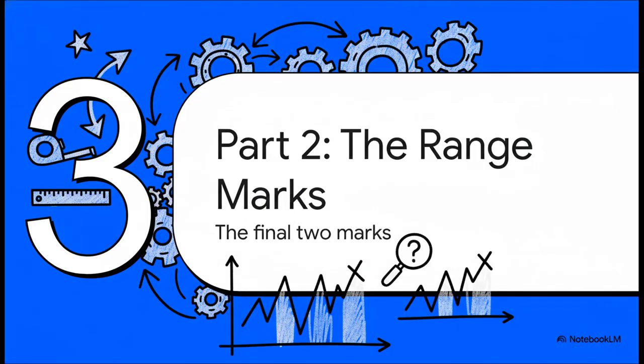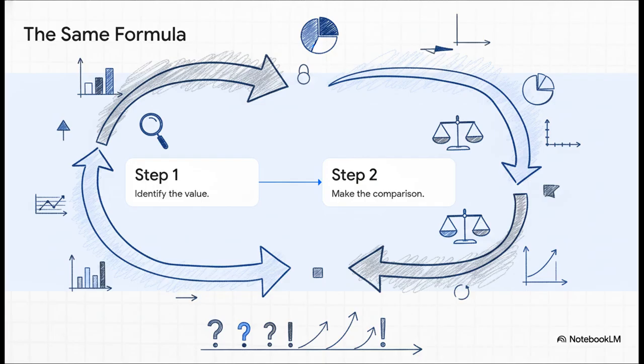Okay, on to the second half of the question. We're chasing those final 2 marks now, and they're for the range. And hey, if you're paying attention, the method for getting them is going to look very, very familiar. And yep, here it is. This is the key insight. The process is identical. It's the exact same 2-step formula we just used. Identify the value, then make the comparison. I'm telling you, once you get this pattern down, these 4-mark questions become so much easier.